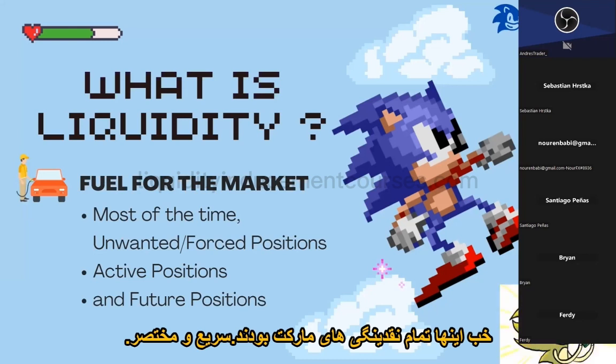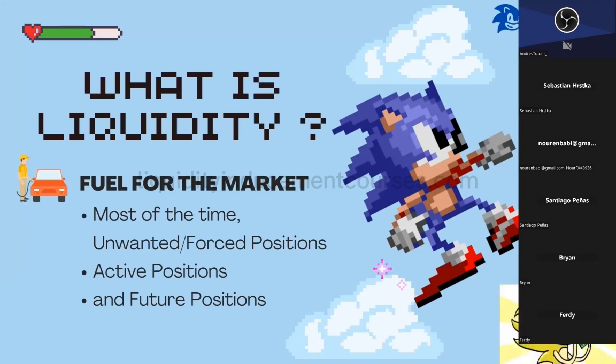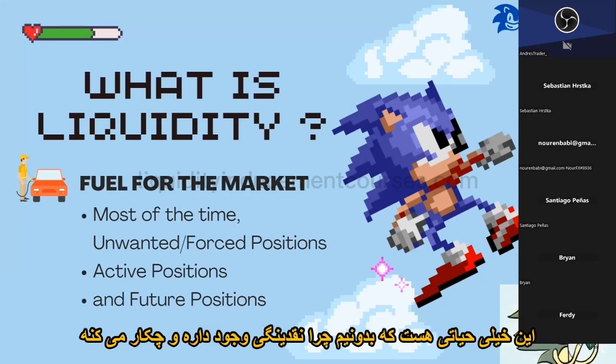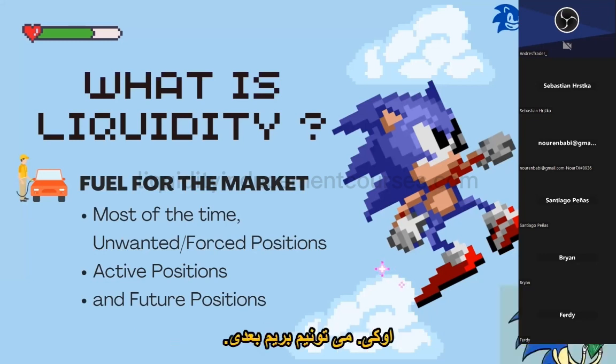In a nutshell. Do you get it? Press 1. And if you don't, press 2. And it's pretty essential to understand why this is happening, why the liquidity graphs are happening, and at what price levels. Okay, so we can go to the next one.